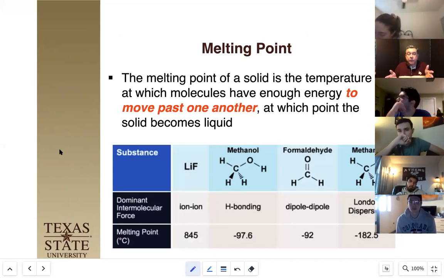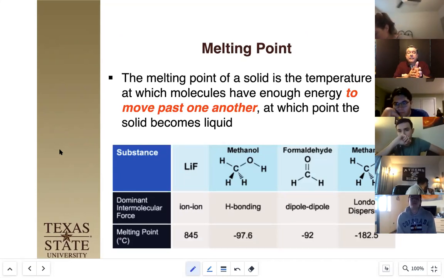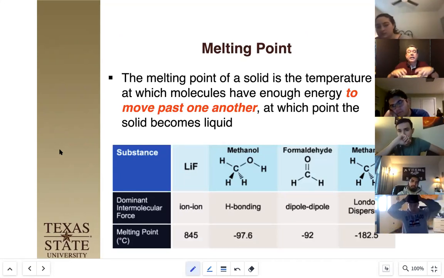It takes heat to heat up the material. It takes heat to go through that phase transition. Once it has enough heat to go through that phase transition, it is then a different phase. Okay, now the stronger the intermolecular force, the higher the melting point.